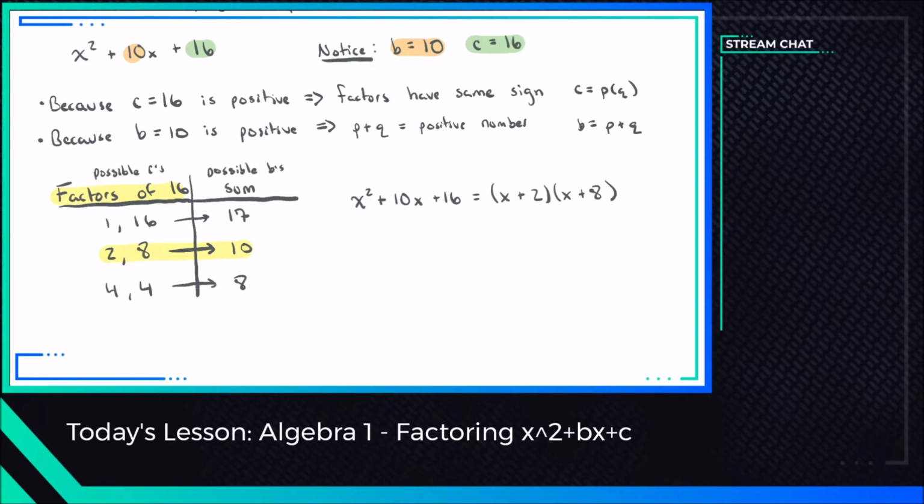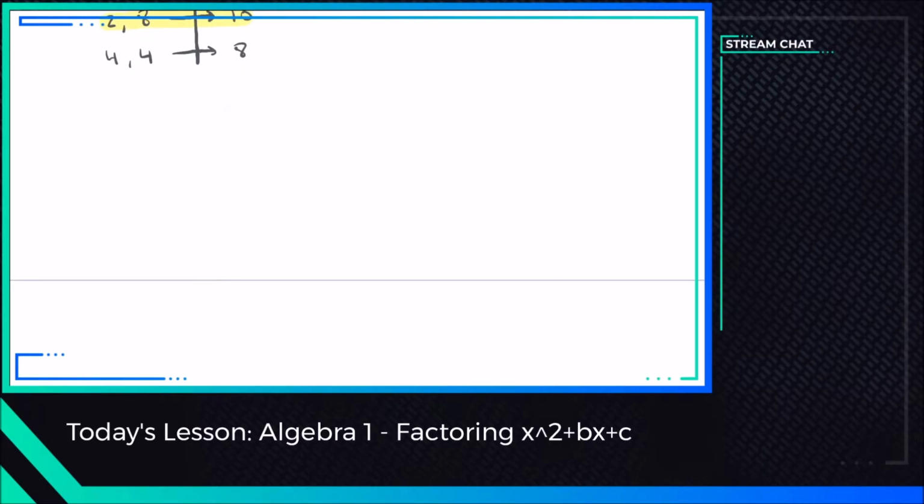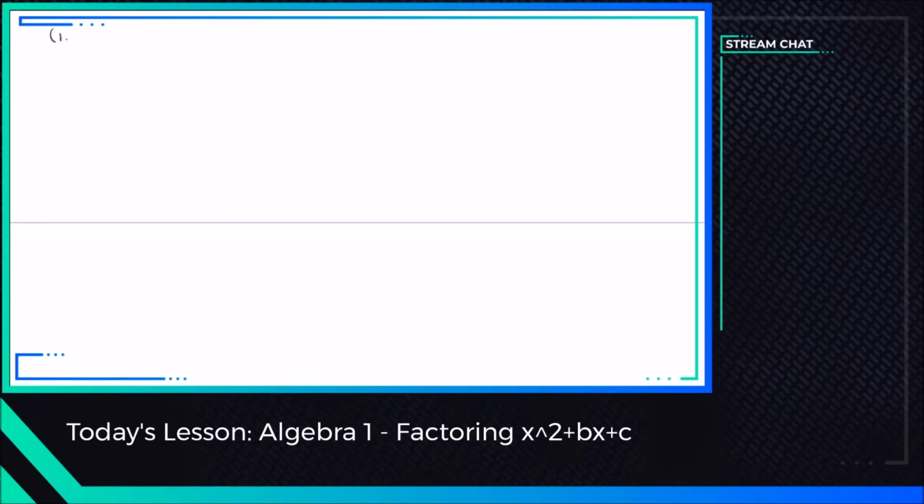And why don't we go ahead and do some extra practice with that, because that was a lot of explanation. I want to show you really how straightforward this is. So our first extra practice problem is going to be x squared plus 7x plus 6. And all you need to do is identify your b and c. So b is going to be equal to 7. c is going to be equal to 6.